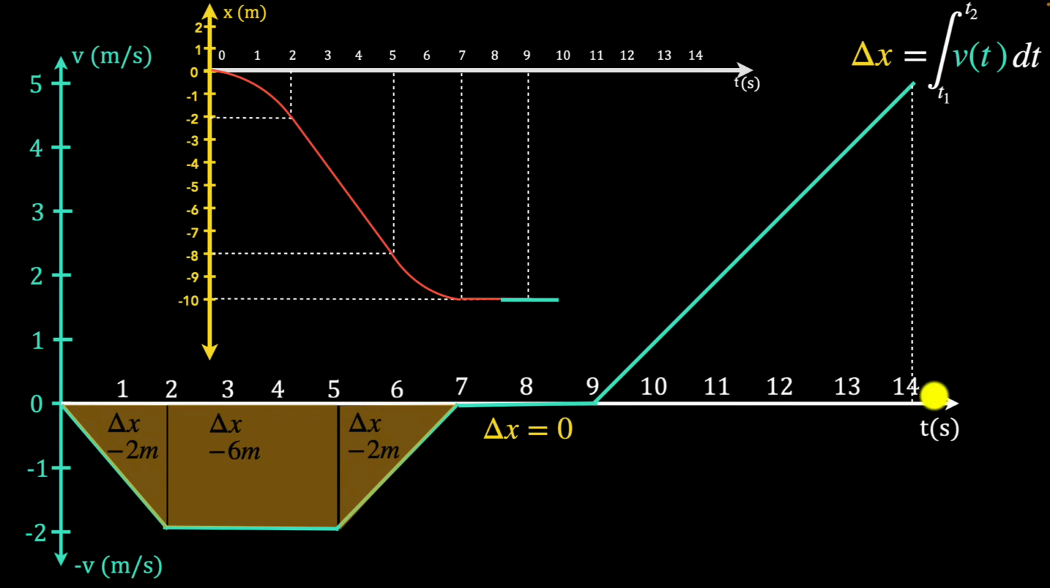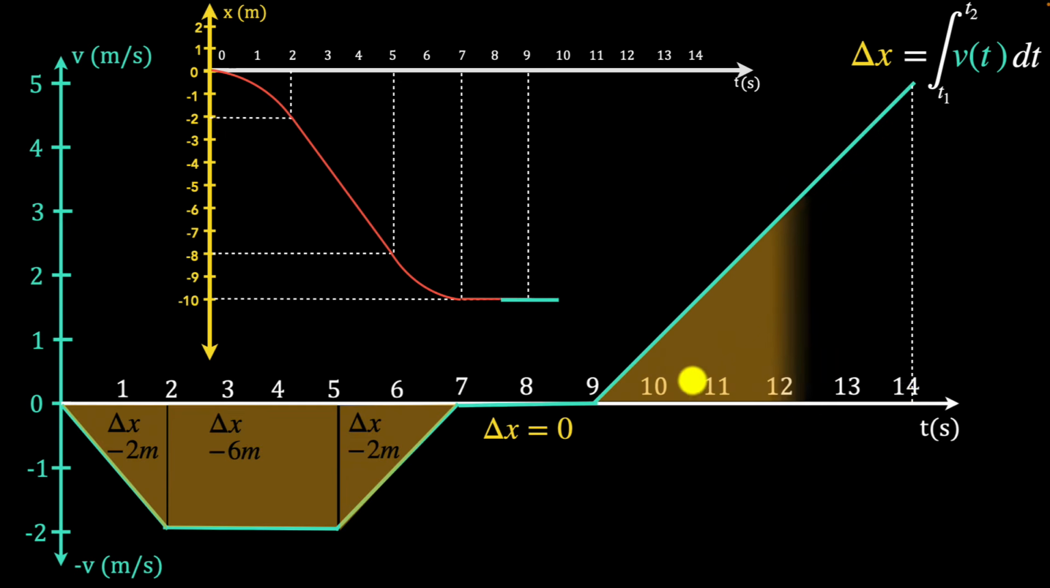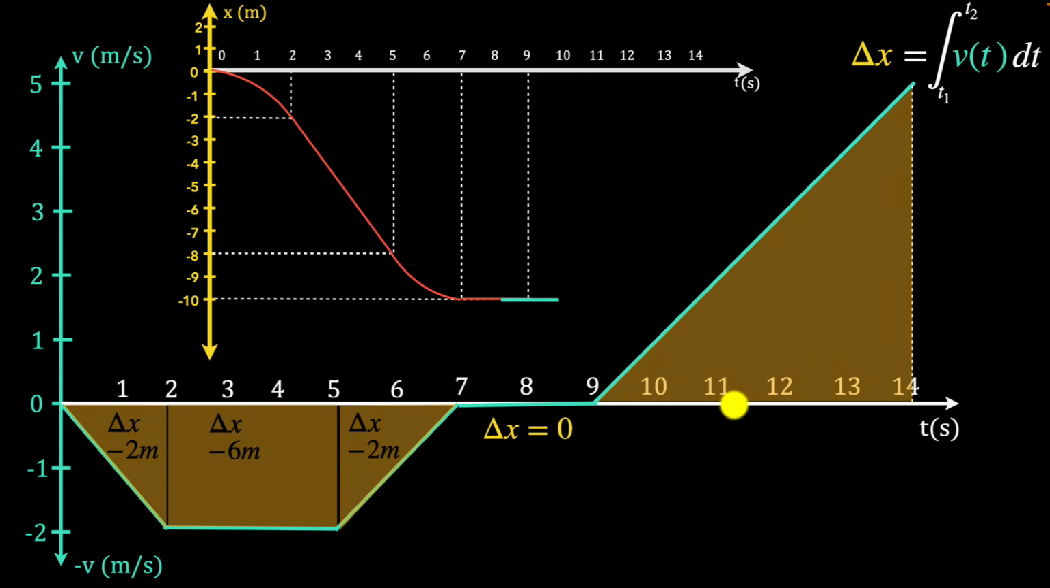Finally, from 9 to 14 seconds, how much is the change in position? We'll evaluate the area under this big triangle. And how much would that be? Well, 1, 2, 3, 4, 5. So it's 5 times half. So that's 25 divided by 2. So that's 12.5. It's positive. So the change in position is 12.5 meters.